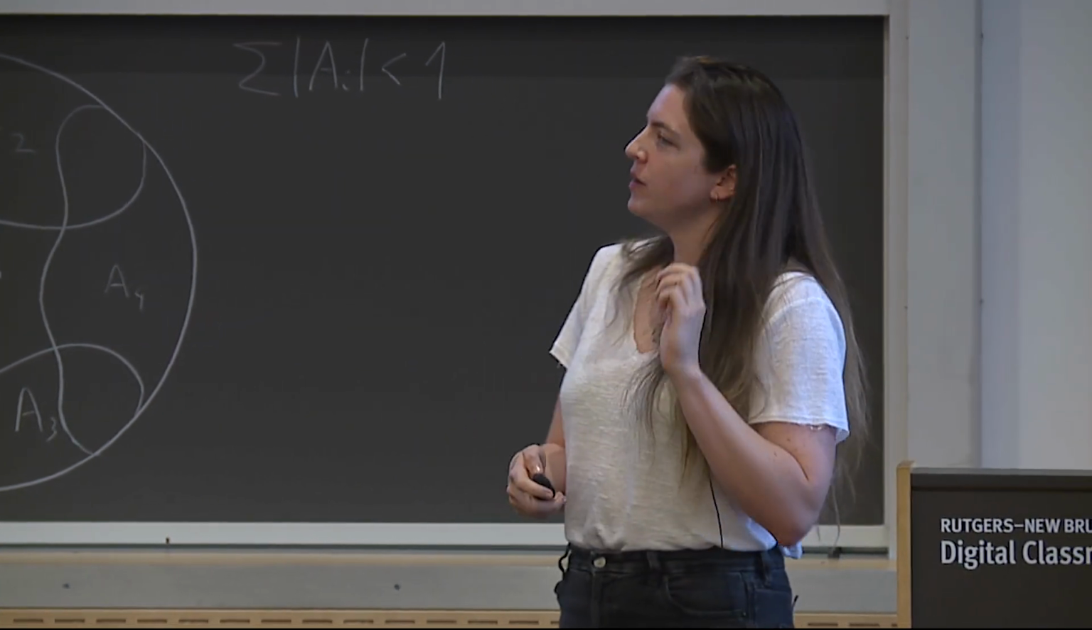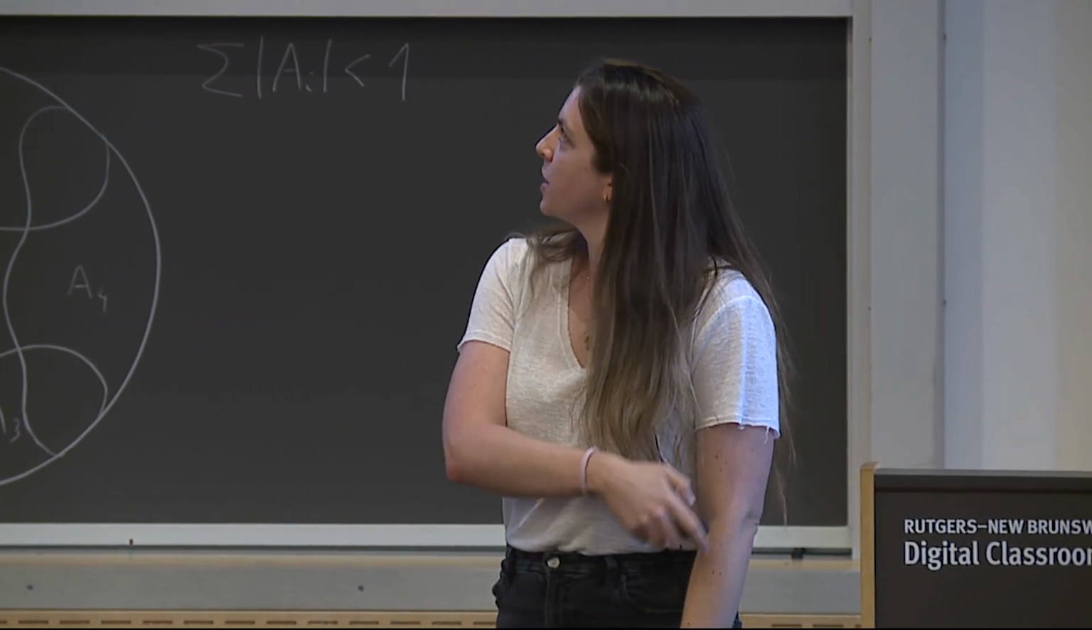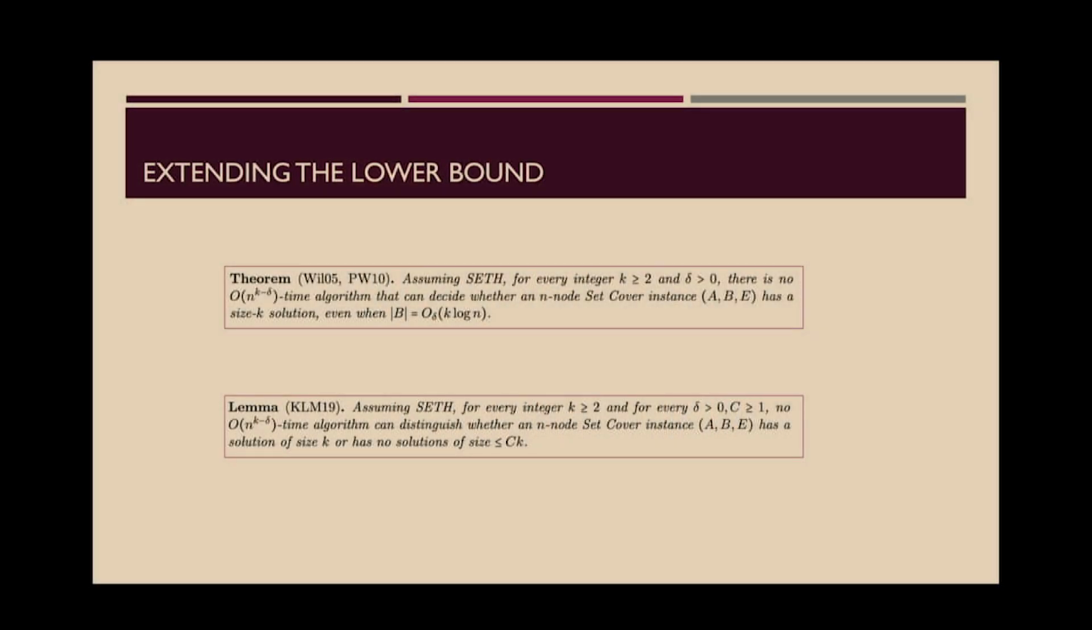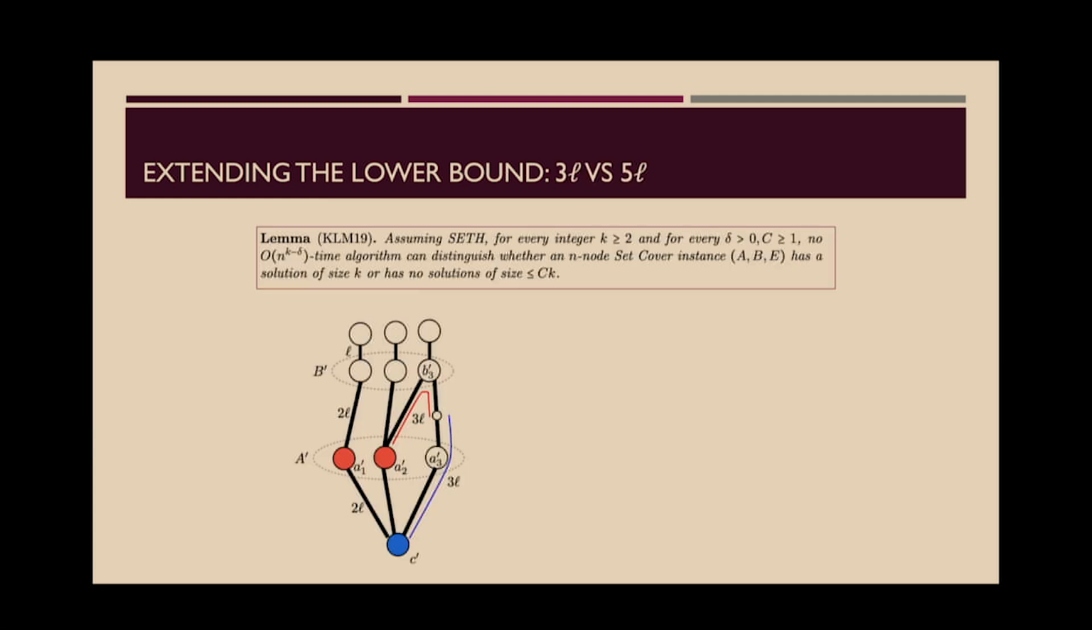OK, so now if we want to extend this lower bound, we're going to introduce gap set cover, which Karthik and two names I didn't practice showed is just as hard under strong ETH. So not only does it take n to the k time to solve set cover, it also takes n to the k time to distinguish between a size k solution and no solution of size c times k. This is the gap. And we're only going to be using constant c, which is true up to logarithmic c. So this is the gap set cover problem that we heard about yesterday.